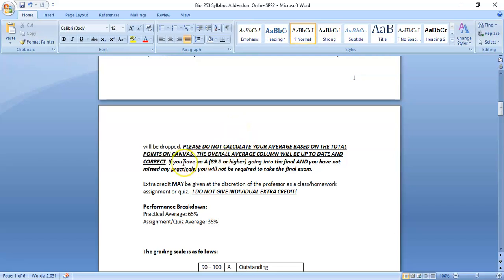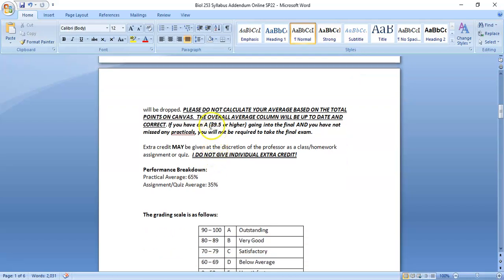If you have an 89.5 or higher going into the final, and you haven't missed any practicals, you are exempt from taking the final exam. So there's a little motivation. Do well in the class. If you have an A going into the class, then you're in good shape and you don't have to take the final exam. If you have anything lower than an 89.4, then you're required to take the final exam.